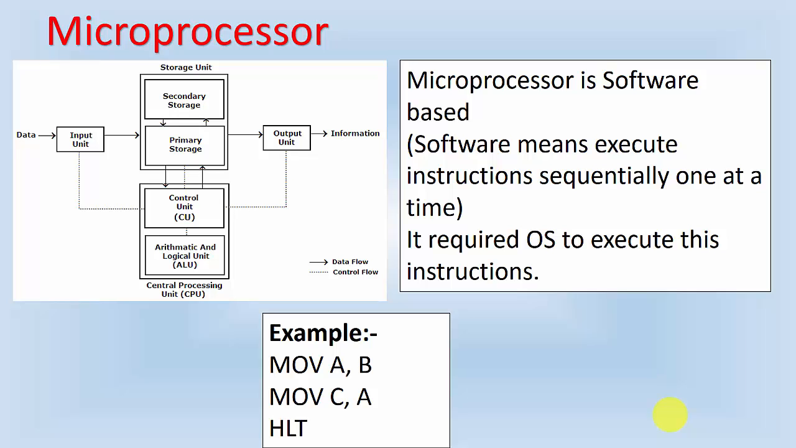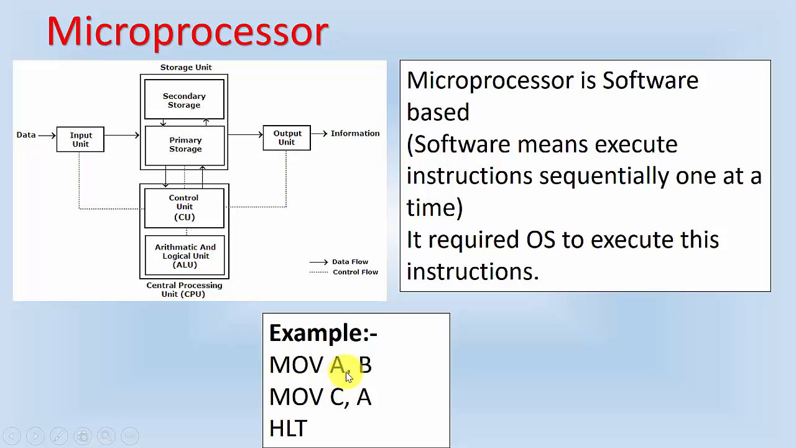What is meant by software? Software means execution of instructions sequentially, one at a time. It requires some operating system to execute it. Let us take one example for clear understanding: move a comma b, move c comma a, and halt.